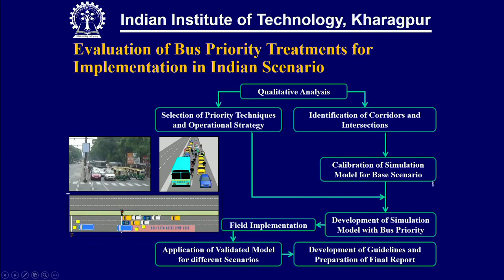Once the model is calibrated for the base scenario, the business as usual scenario, you do not know what will happen whenever you introduce some kind of traffic management or infrastructural strategy. You do not know what kind of behavioral change will happen to the traffic stream. So you also need to validate this calibrated model if there is some major infrastructural change.